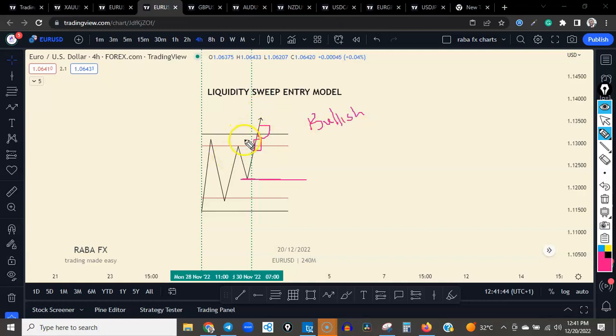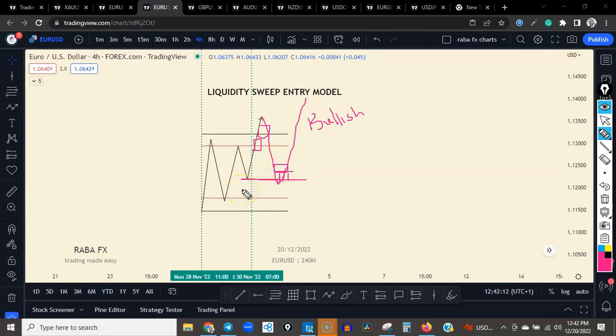So your best place to buy based on this model is for market to come down, sweep liquidity, and then continue. So by so doing, you can decide to be a buyer here. Observe price when it takes liquidity and then create a candle rejection. That could be your signal that price is not willing to go below. Then you can enter here.